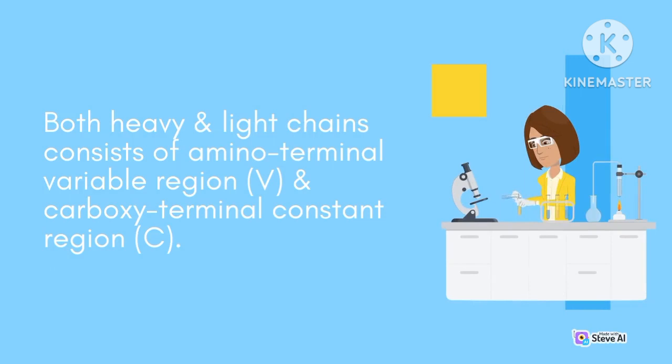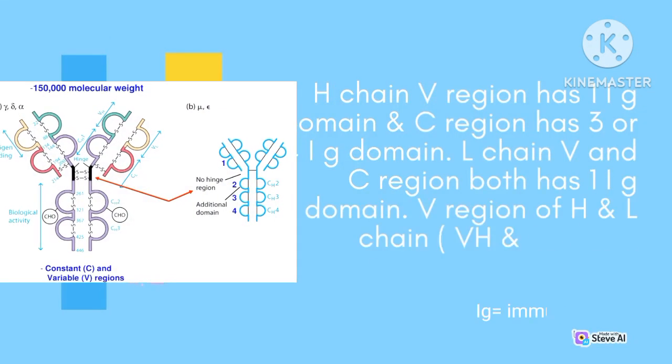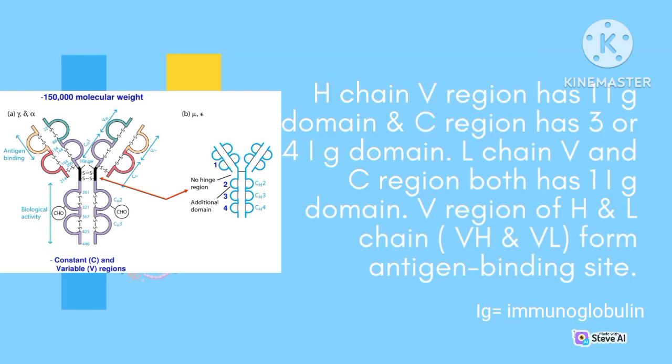Both heavy and light chains consist of an amino terminal variable region, V, and a carboxy terminal constant region, C. The H chain V region has 1 Ig domain and the C region has 3 or 4 Ig domains. The L chain V and C regions each have 1 Ig domain. The V regions of the H and L chains, VH and VL, form the antigen binding site.